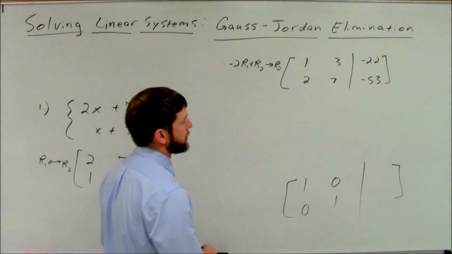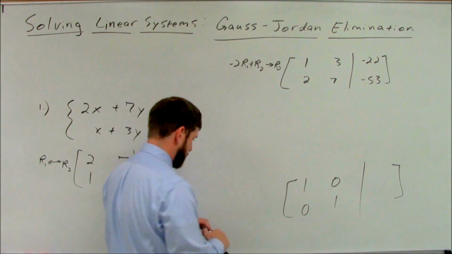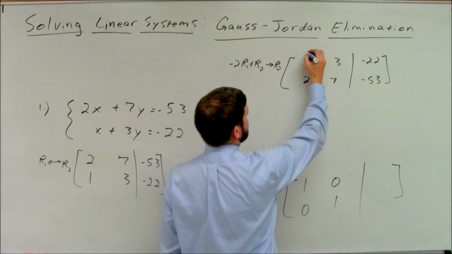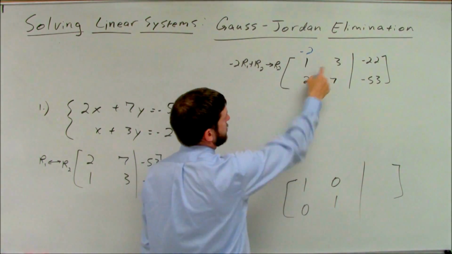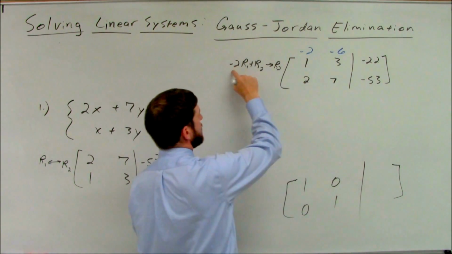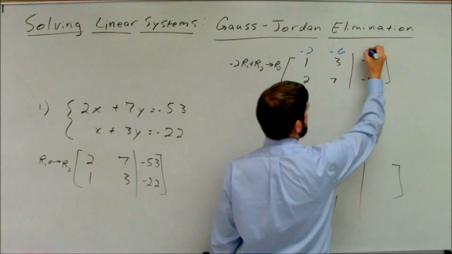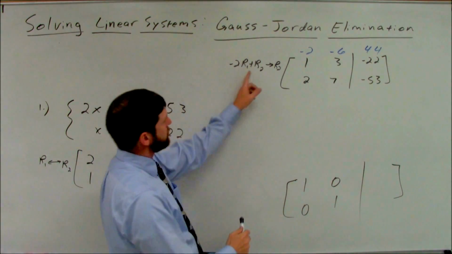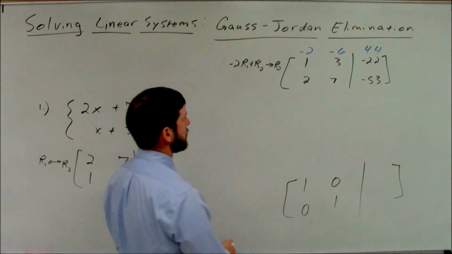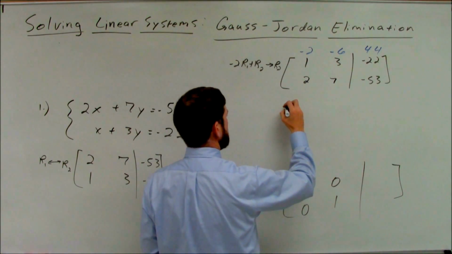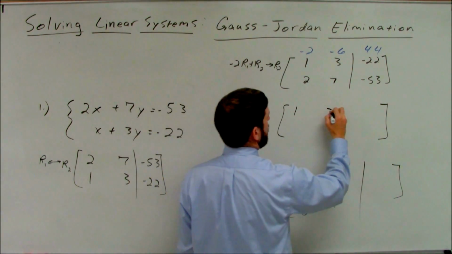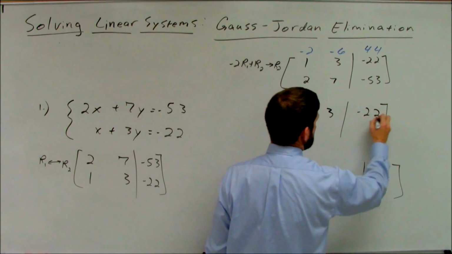So let's look at what happens when we do that. Negative 2 times row 1. Well, negative 2 times 1 is negative 2. Negative 2 times 3 is negative 6. Negative 2 times negative 22 is positive 44. And then I'm going to combine it with row 2. So let's go to our next step. We know that row 1 we're not changing, so let's leave it alone.